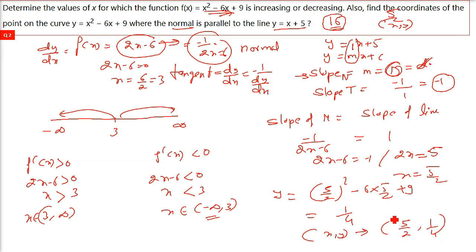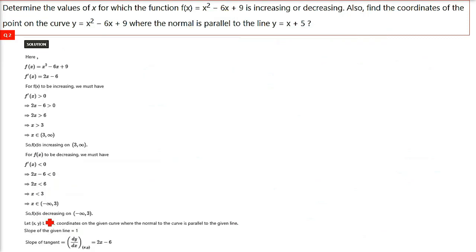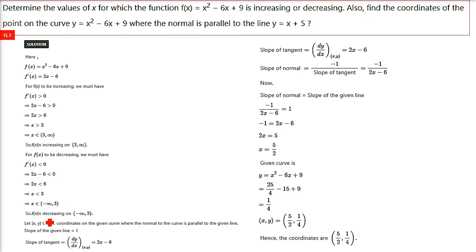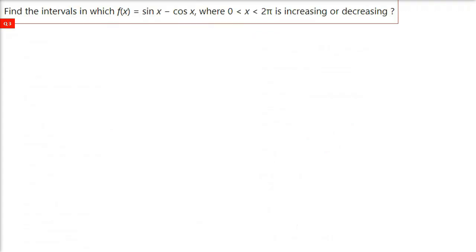This is your coordinates. Now let me show you how you are going to write and solve it, because verbally I told you and explained the logic, but how you are going to write is all here. Just follow this. Now there are a few questions related to trigonometry.